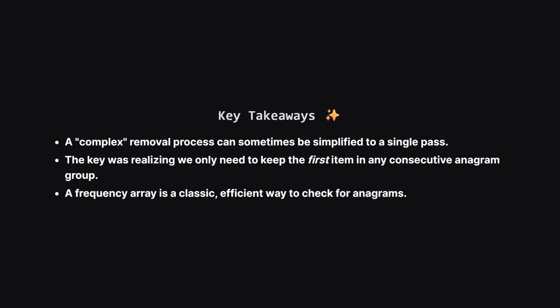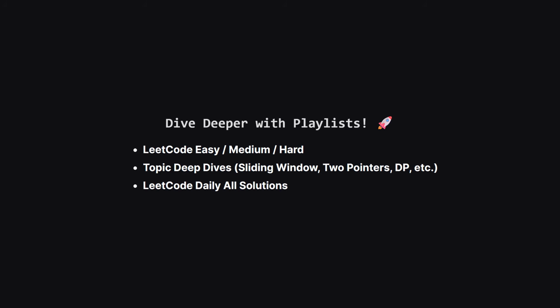So what are the big takeaways here? First, a problem that seems to describe a complex, repeated removal process can often be solved with a much simpler single-pass algorithm if you find the right insight. For us, that insight was realizing we only care about the first word in a group of anagrams. And second, the frequency array is a fantastic tool to have in your problem-solving toolkit for any question involving character counts or anagrams.